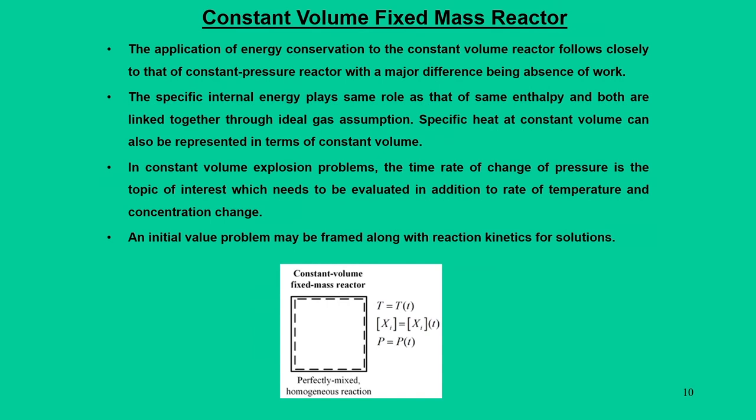Then we will move on to the constant volume fixed mass reactor. Here we are looking at the situation where the reaction is taking place in a container of fixed volume, and we are trying to see how temperature and concentration of species change with time. At the same time, we also look at how pressure within the container changes with time. A constant volume reactor follows closely the constant pressure reactor, but with the absence of work, because there is no PdV work involved here. But another important point is that in a constant volume reactor, pressure changes with time.